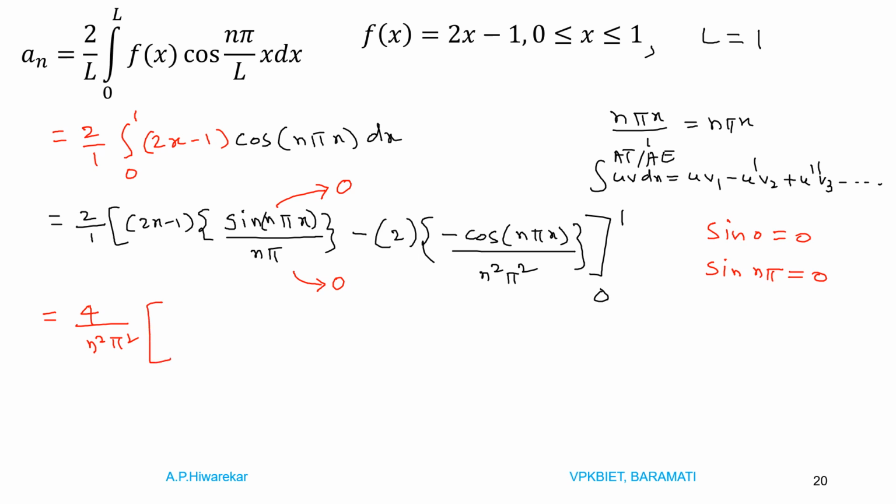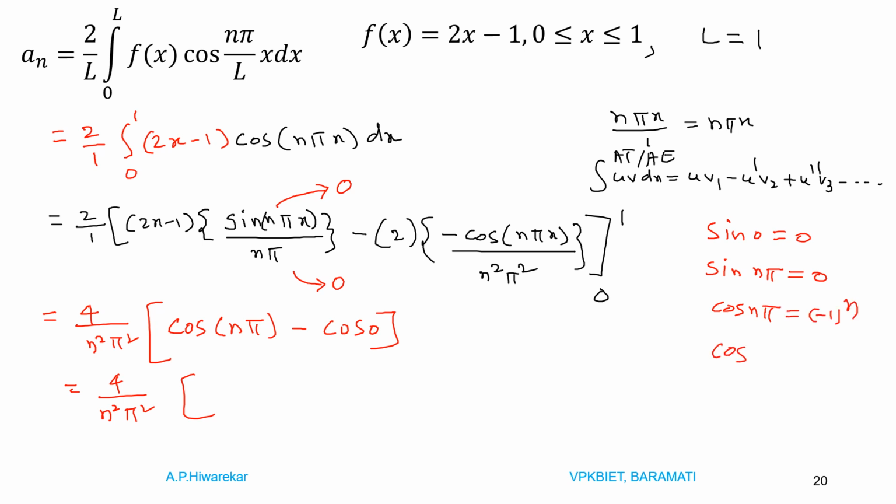Then we need to calculate this term for the upper as well as the lower limit. So for the upper limit, x is 1, so it is cos(n pi), minus for the lower limit it will be cos 0. So we get this value as 4/(n square pi square) times cos(n pi) minus cos 0. Cos(n pi) is (-1) power n, and cos 0 is 1. So this will be (-1)^n minus 1.